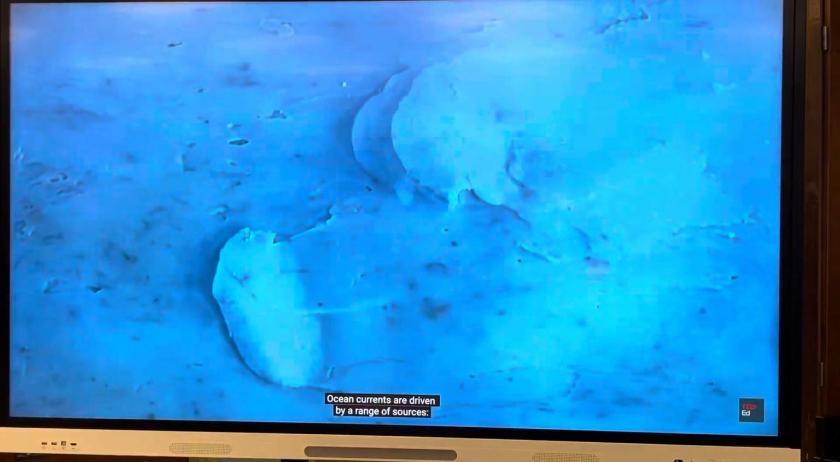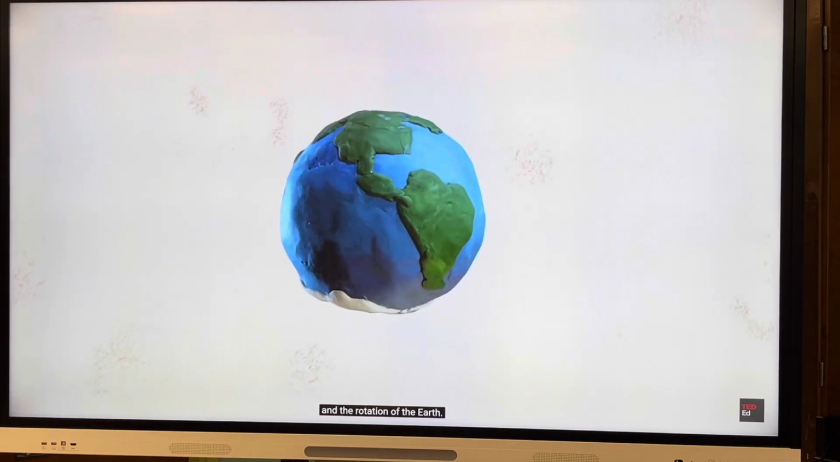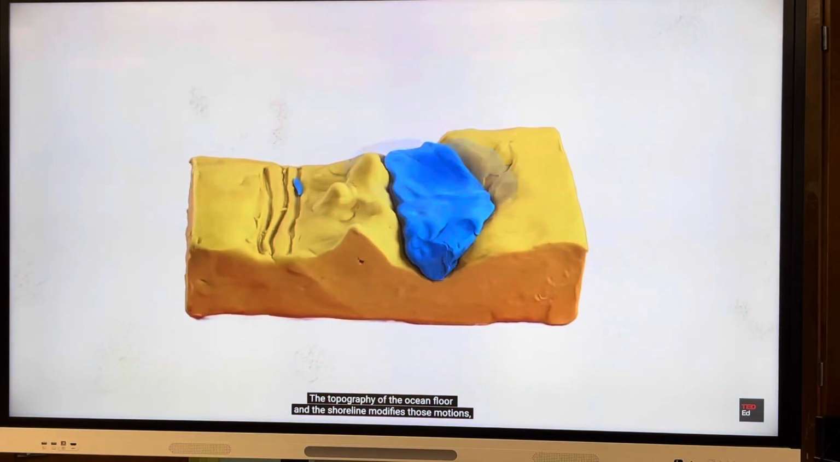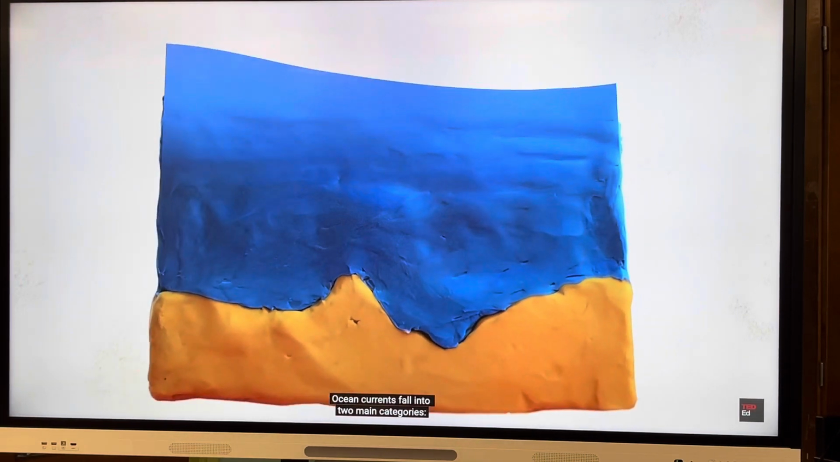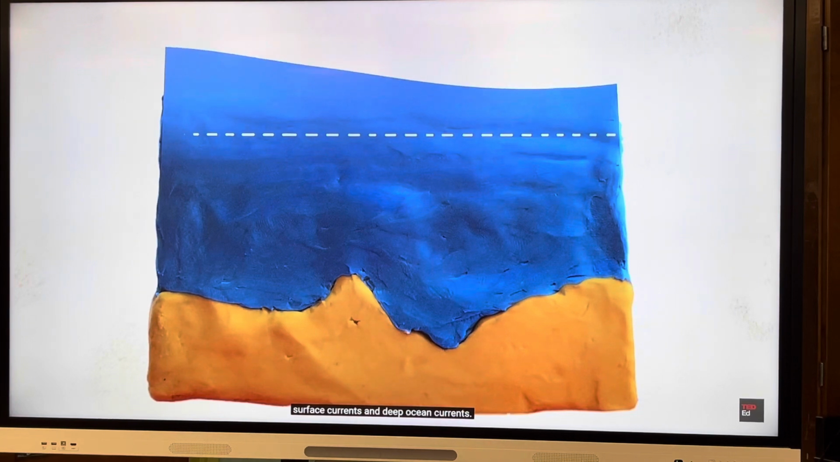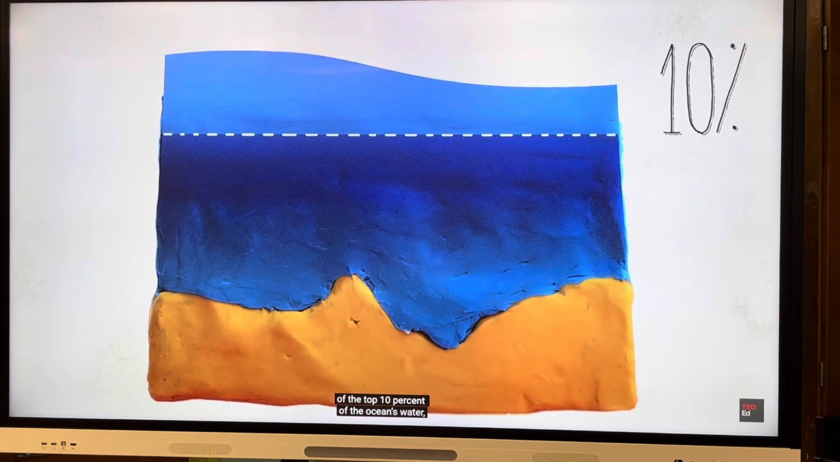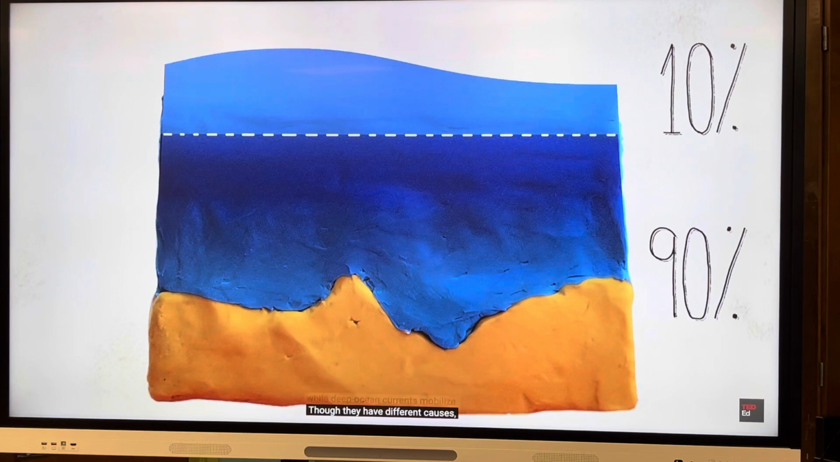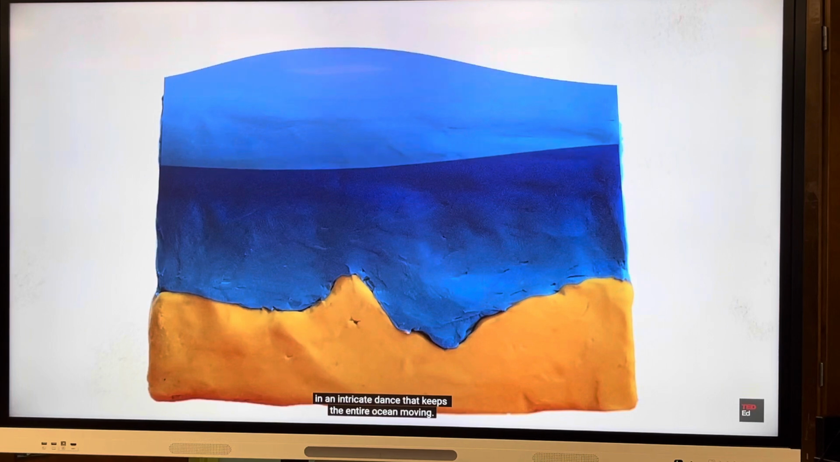Ocean currents are driven by a range of sources: the wind, the tides, changes in water density, and the rotation of the Earth. The topography of the ocean floor and the shoreline modifies those motions, causing currents to speed up, slow down, or change direction. Ocean currents fall into two main categories: surface currents and deep ocean currents. Surface currents control the motion of the top 10% of the ocean's water, while deep ocean currents mobilize the other 90%. Though they have different causes, surface and deep ocean currents influence each other in an intricate dance that keeps the entire ocean moving.